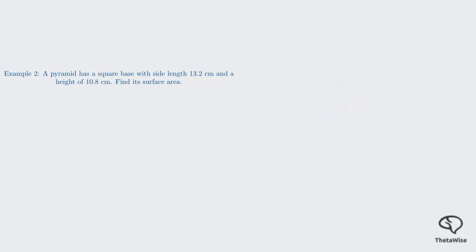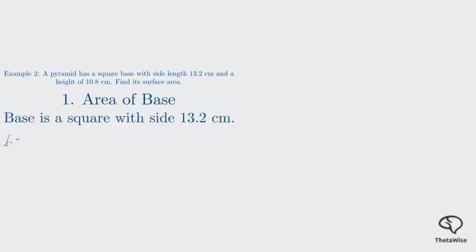The net of this pyramid consists of a square base and 4 identical triangular faces. To find the total surface area, we must find the area of the base and the area of one triangle and then sum them up. The base is a square with side 13.2 centimeters. Its area is simply 13.2 squared, which is 174.24 square centimeters. Now for the triangular faces.